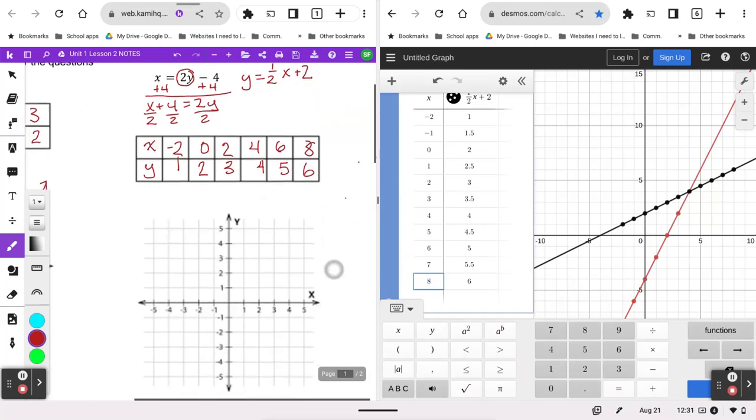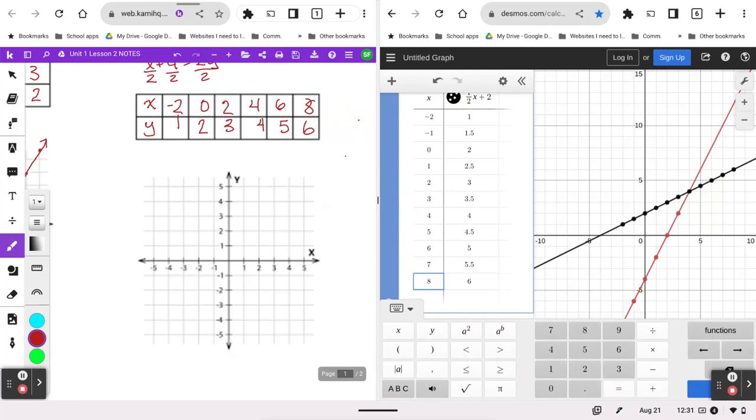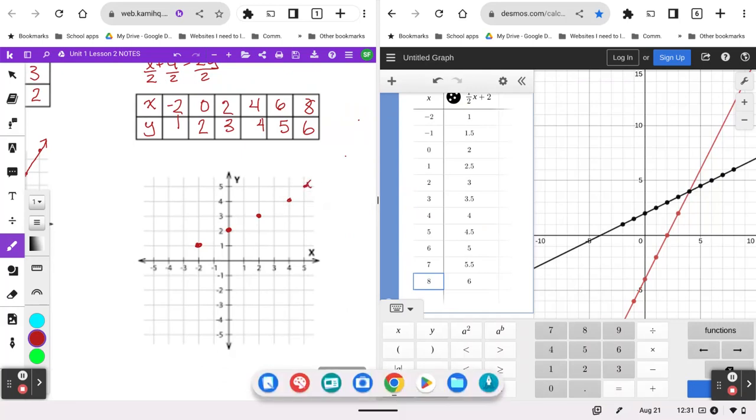And then if we graph it, we get -2, 1, 0, 2, 3. If you notice, your slope is up 1/2, and you can keep going like that too. 1/2 should be right there. And you want to graph it as long as you can.